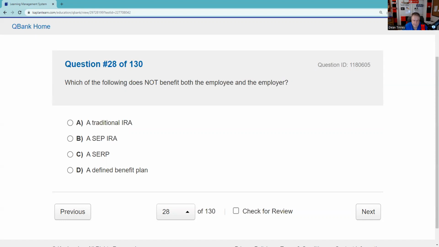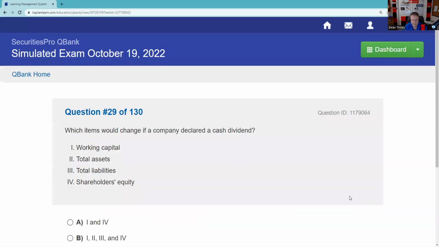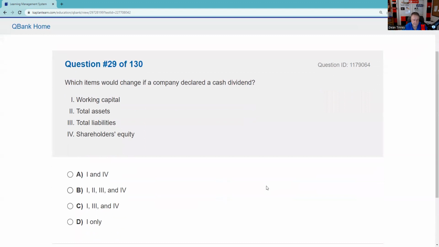A traditional IRA sounds pretty good because remember, traditional IRA, it's you that's responsible for that. That has nothing to do with your employer. A simplified employee pension plan has to do with your employer. A simplified employee retirement plan has something to do with your employer. A defined benefit plan comes from your employer. So using the Sesame Street trick, one of these things is not like the other. We're going to go for a traditional IRA because that's just about you, individual retirement account.